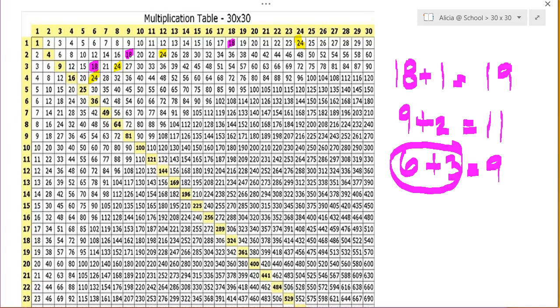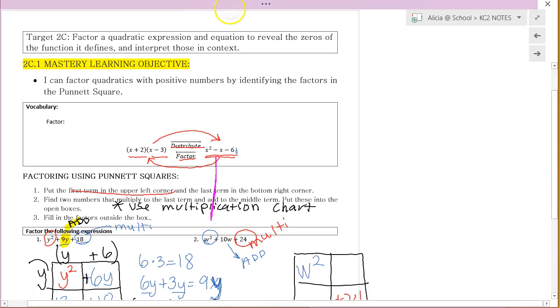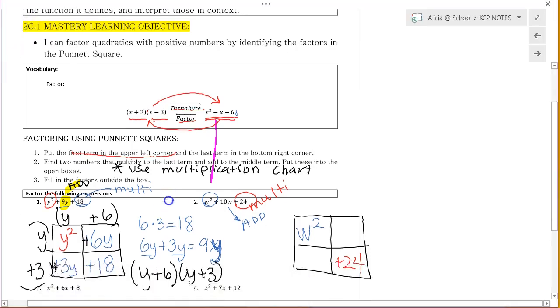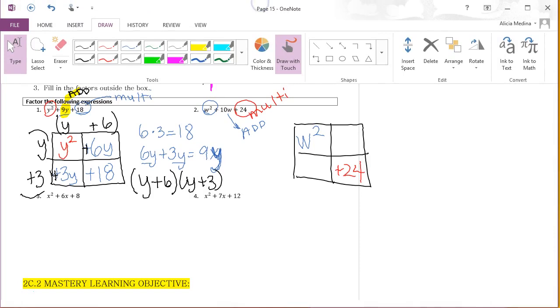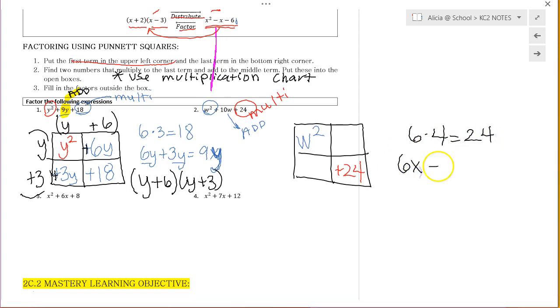6 and 4. That one works, right? 6 times 4 is 24, and 6 plus 4 is 10. That's exactly what I needed because that was my middle term of my trinomial. So I'm going to go back to my notes here. And I want to go ahead and write those on the side there so I know exactly where I'm going to be placing them. Like I said, we had our 6 times 4, which was 24, it's what we needed. So then I'm going to say 6x plus 4x adds up to 10x.